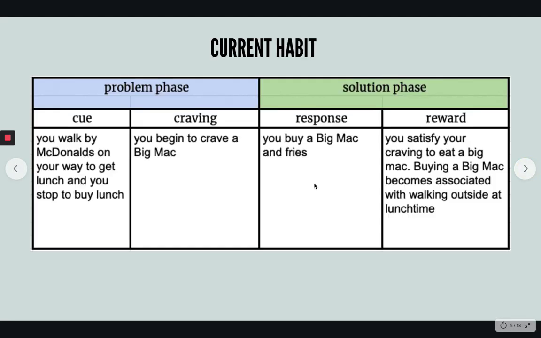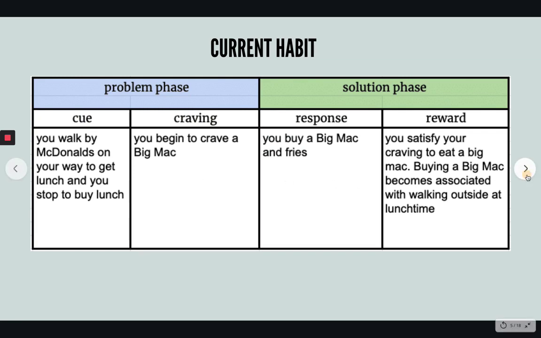Here's an example of a current habit that might be something that you are looking to change. We see the golden arches. Walk by, that's your cue. McDonald's. Whoa, maybe McDonald's makes me crave a Big Mac. Your response is to buy the Big Mac and fries. Then you feel satiated, and it becomes something that you do every day. Hopefully not, but that could become something that you do every day if you do this on your lunch break. So walking by on your lunch, you start to see the golden arches, you start to crave it. Cue, response, reward.